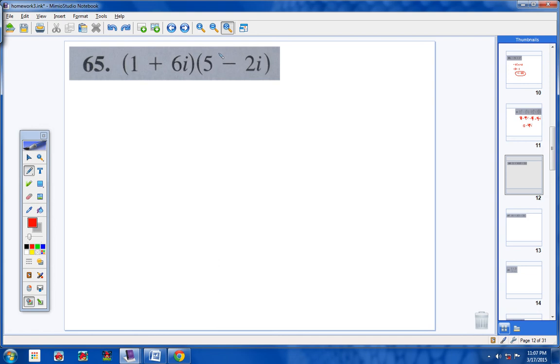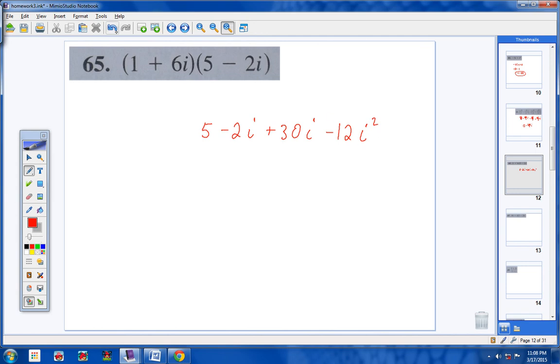Alright, so number 65, here we go. We have a binomial times a binomial, so we take our 1 and we distribute it through the other parentheses. So 1 times 5 is 5. 1 times negative 2i is negative 2i. Now we take the 6i and we distribute it through the other parentheses. 6i times 5 is positive 30i. And a positive times a negative is negative. 6 times 2 is 12. i times i is i squared.